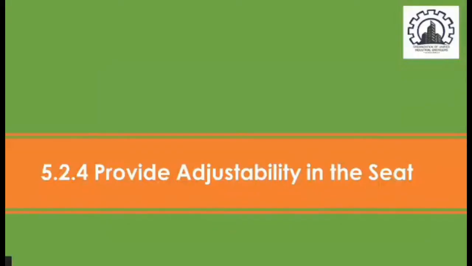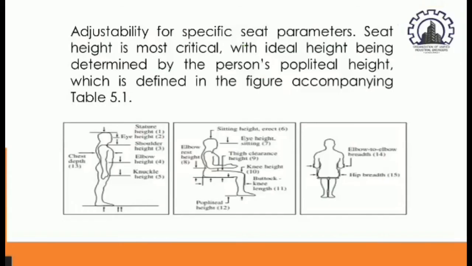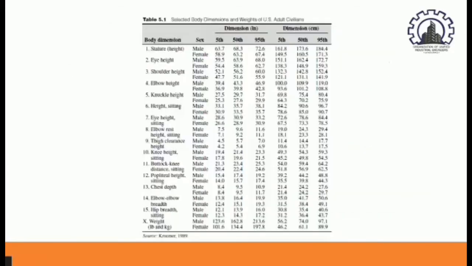Next is 5.2.4, provide adjustability in the seat. Adjustability for specific seat parameters: seat height is most critical, with the ideal height being determined by the person's popliteal height, which is defined in the figure below. As you can see in the figure below, popliteal height is the distance from the underside of the foot to the underside of the thigh at the knees. Table 5.1 shows selected body dimensions and weights.